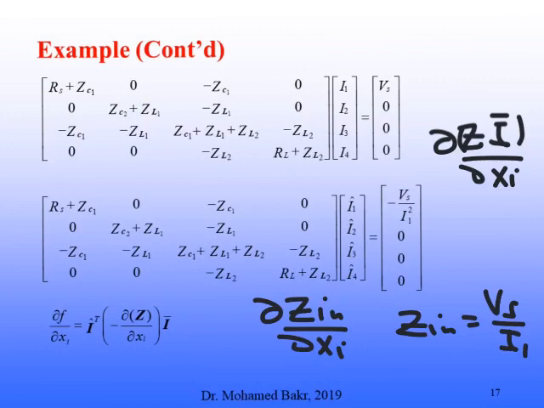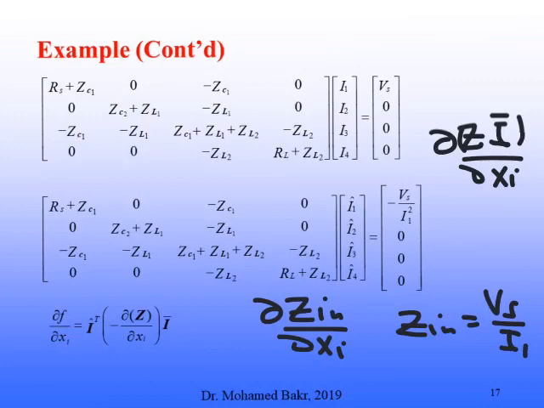We can calculate this matrix partial Z partial xi relative to all the 6 parameters. We can have it analytically. So after we got I hat, after we got I bar, we multiply them, and in the middle we have partial Z partial xi. This is going to give me all the sensitivities of the input impedance of the system.